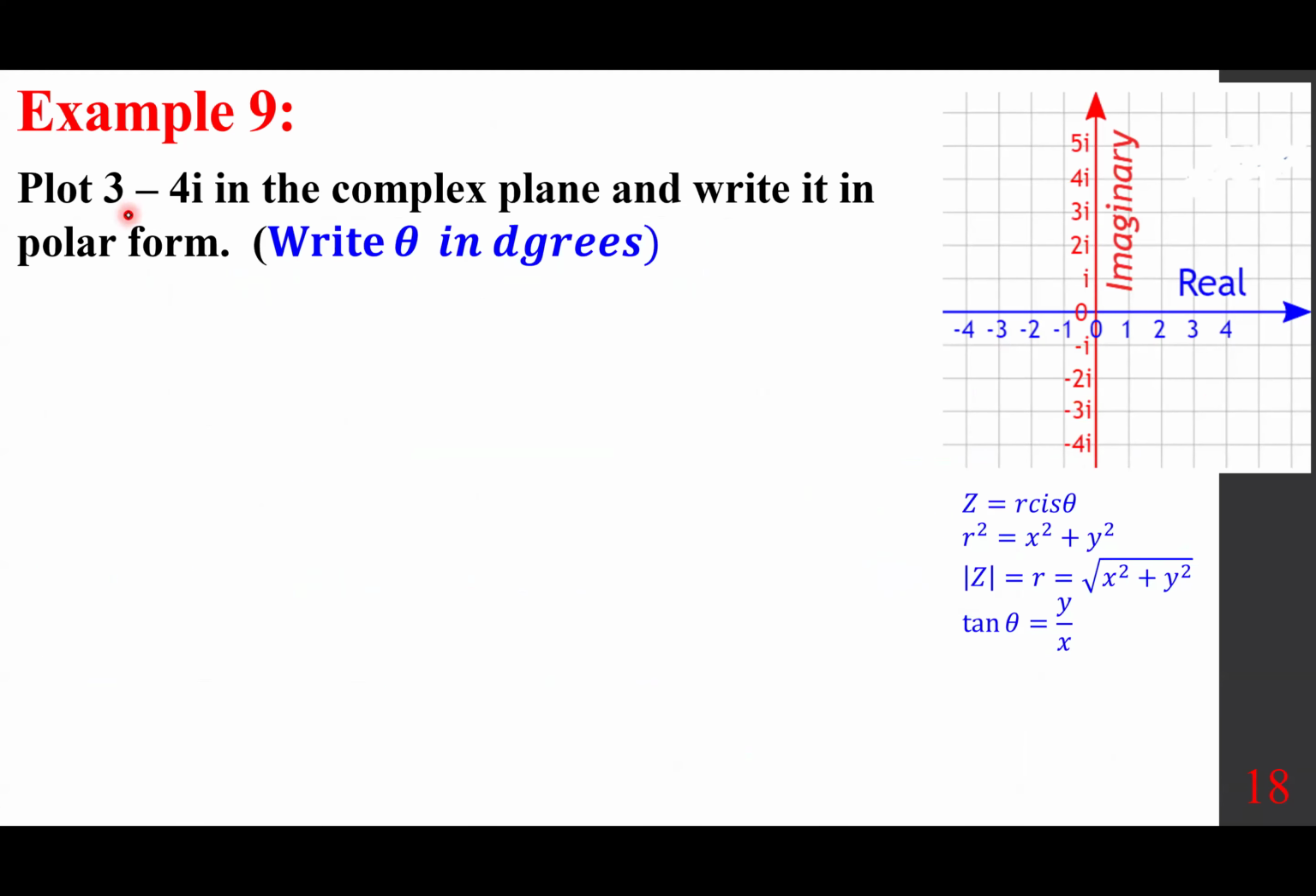Plot 3 minus 4i in the complex plane and write it in polar form. So 3 to the right, 4 down. 3 to the right, 4 down. So z equals 3 minus 4i. Very simple.